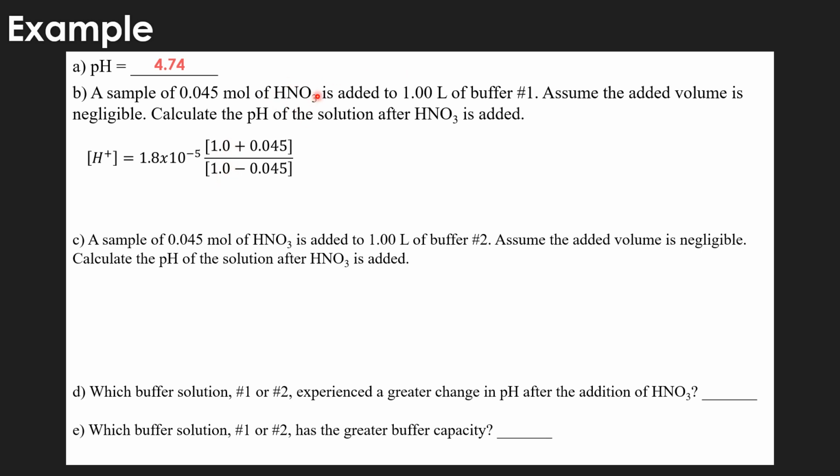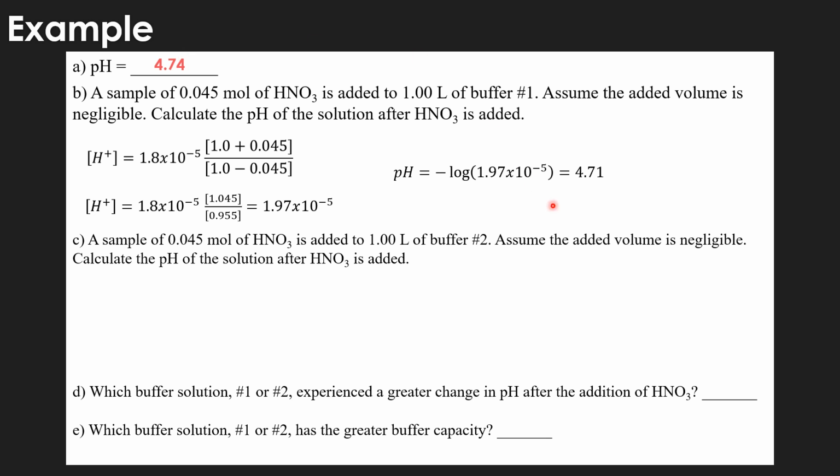Now we are adding extra strong acid, so we're going to add that 0.045 to the top. And when we add that, it's going to react with some of the conjugate base, so we're going to subtract from our conjugate base on the bottom. To simplify that, we would get 1.045 on the top and 0.955 on the bottom. Again, that ratio is still pretty close to 1, not very drastic there. So if we calculate it, we get 1.97 times 10 to the negative 5th. If we negative log both sides, we get pH, and that is going to give us 4.71.